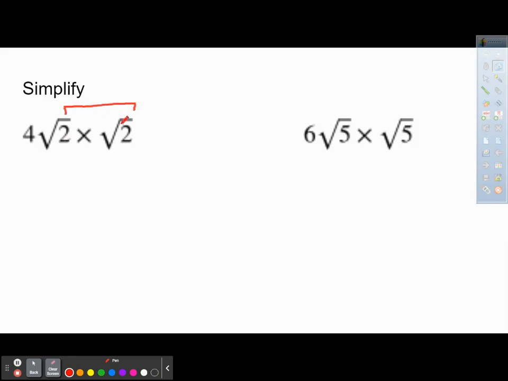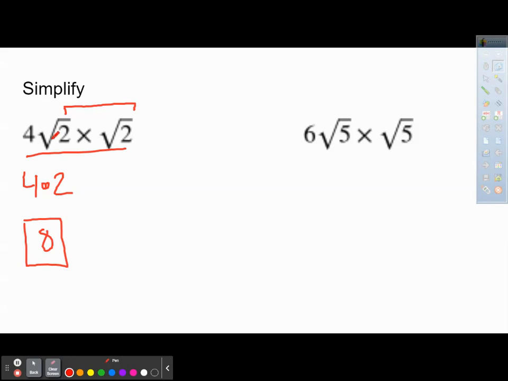The square root of 2 times the square root of 2. So I have 4 times, what's the square root of 2 times the square root of 2? It's just 2. So you have 4 times 2. Well, what's 4 times 2? 8. Also, you could type this in your calculator.